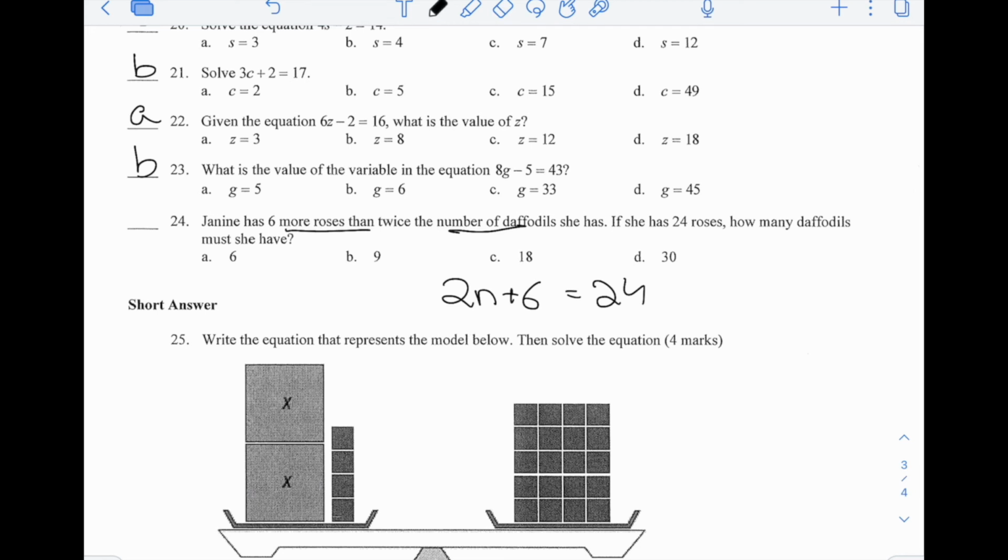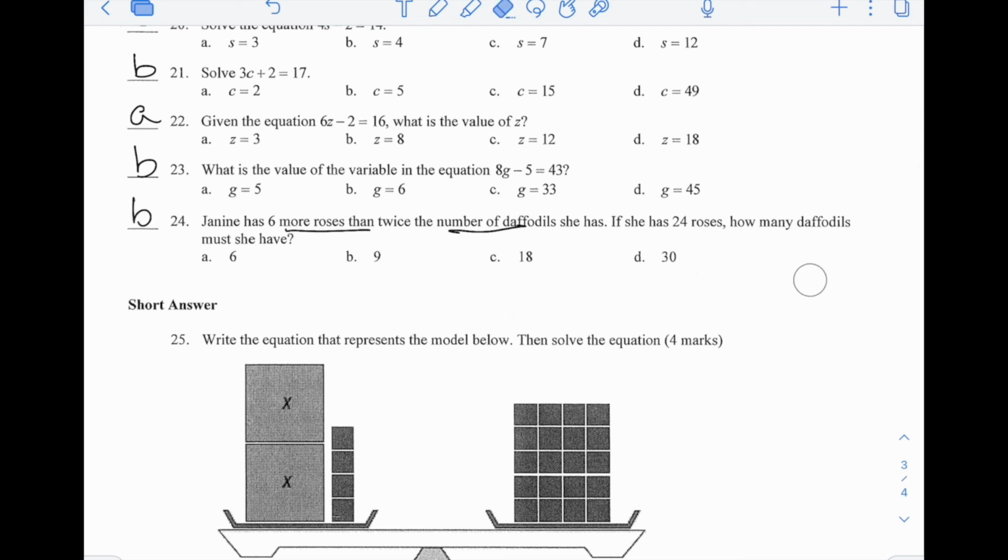Okay, so I'm going to subtract the 6. That gives me 2n equals 24 subtract 6 is 18. So you divide by 2, n equals 9. So we're saying she has 9 daffodils. So 9 times 2, so twice the number of daffodils is 18, and then 6 more makes the number of roses. So she's got 18 daffodils, 24 roses. So then, how many daffodils does she have? She has 9, B.